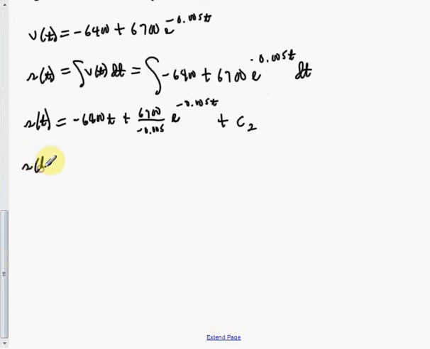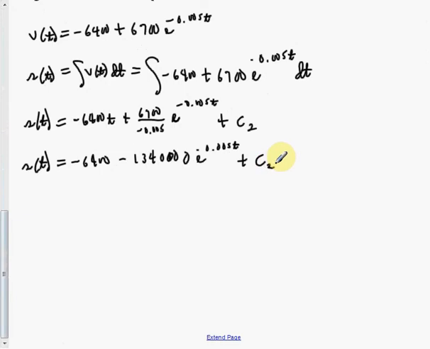So we have S of t is equal to negative 6,400 t minus 1,340,000 times e to the negative 0.005 t plus c sub 2.